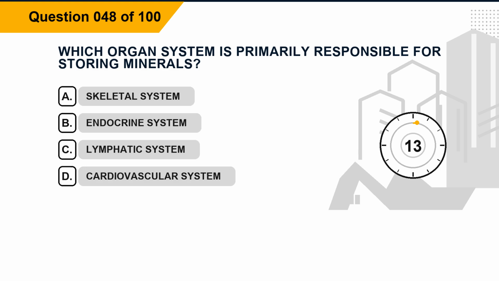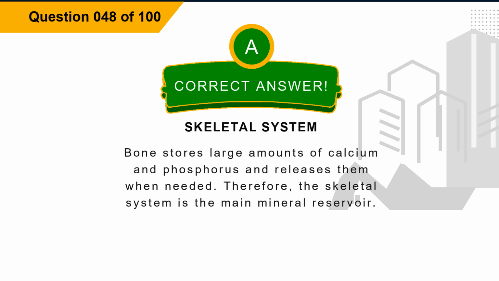Question 48. Which organ system is primarily responsible for storing minerals? Option A, skeletal system. Option B, endocrine system. Option C, lymphatic system. Option D, cardiovascular system. The correct answer is option A, skeletal system. Explanation: bone stores large amounts of calcium and phosphorus and releases them when needed. Therefore, the skeletal system is the main mineral reservoir.